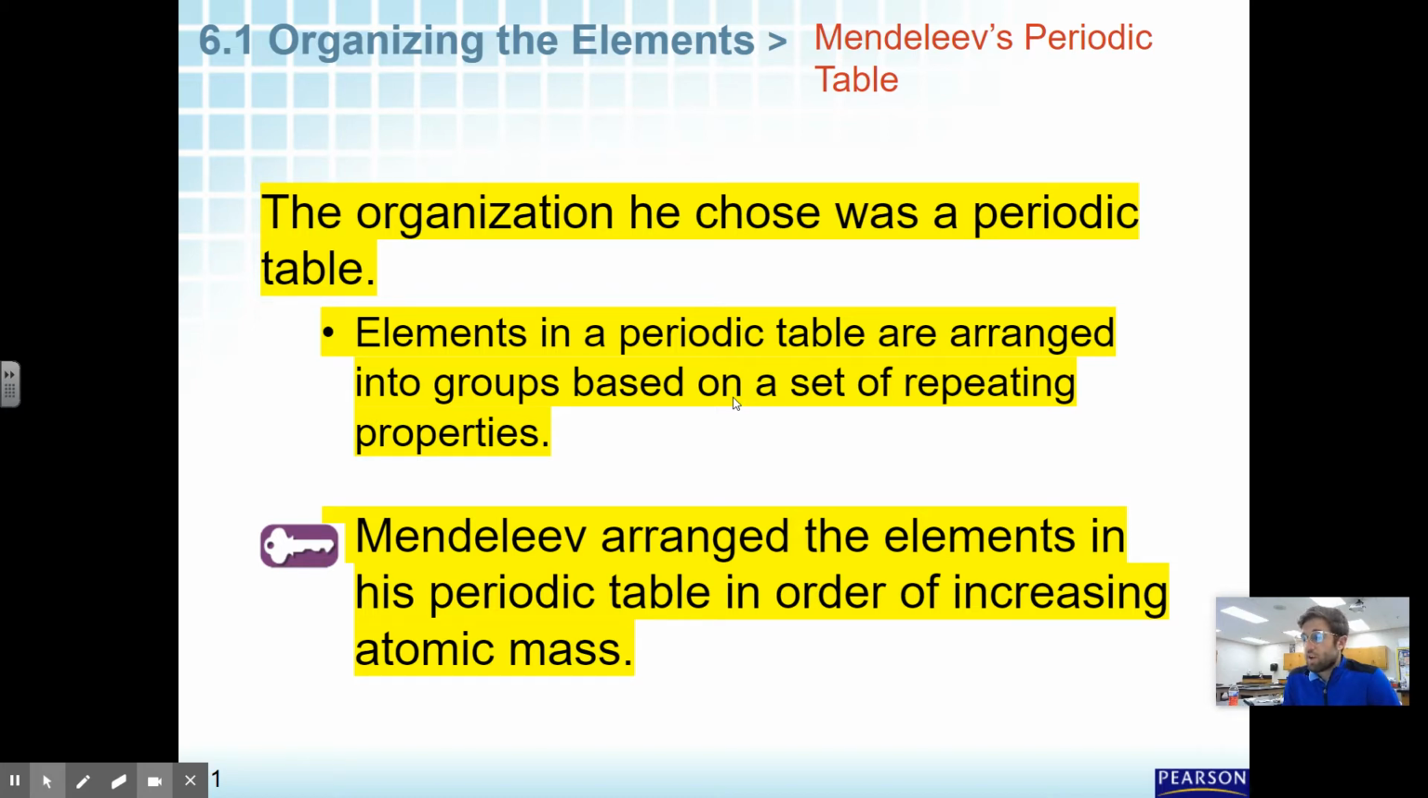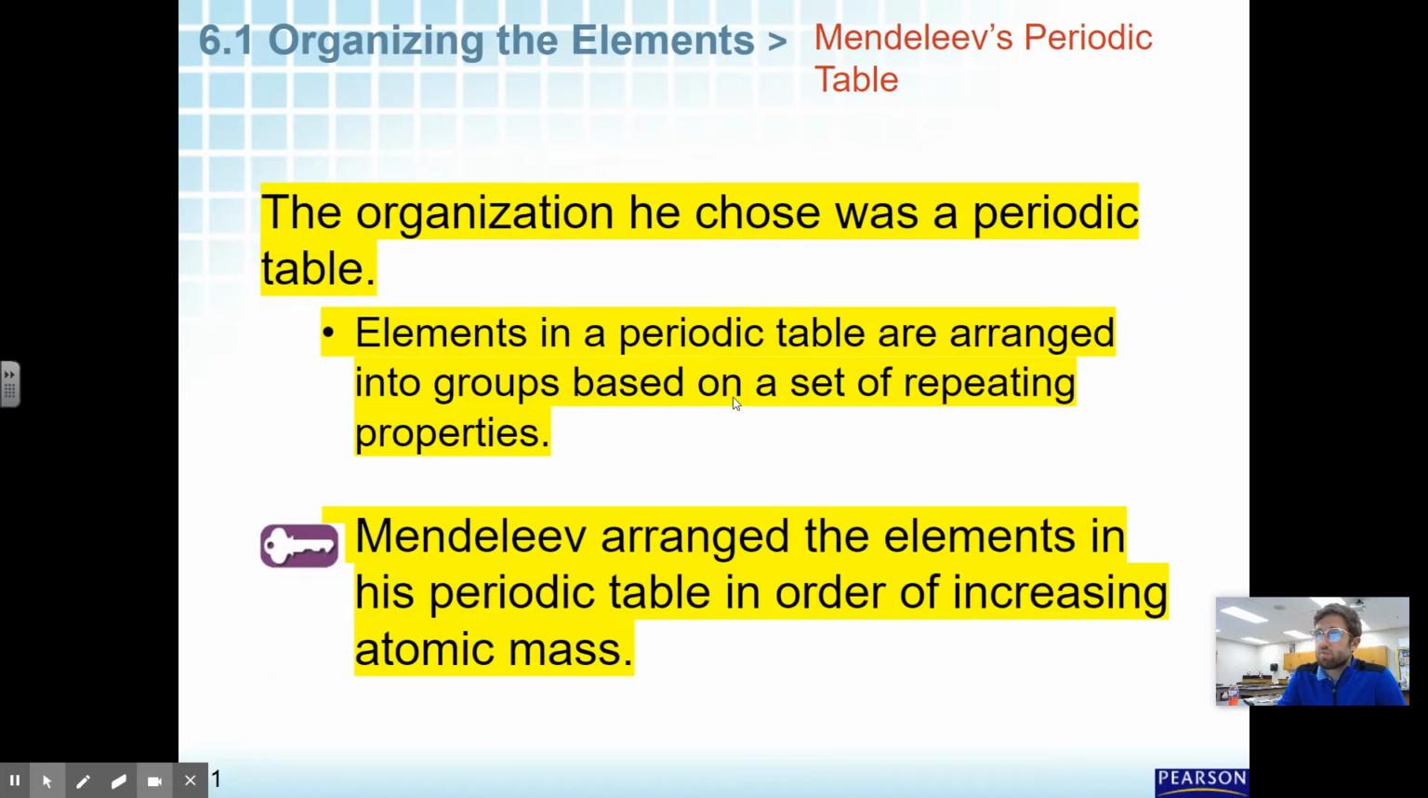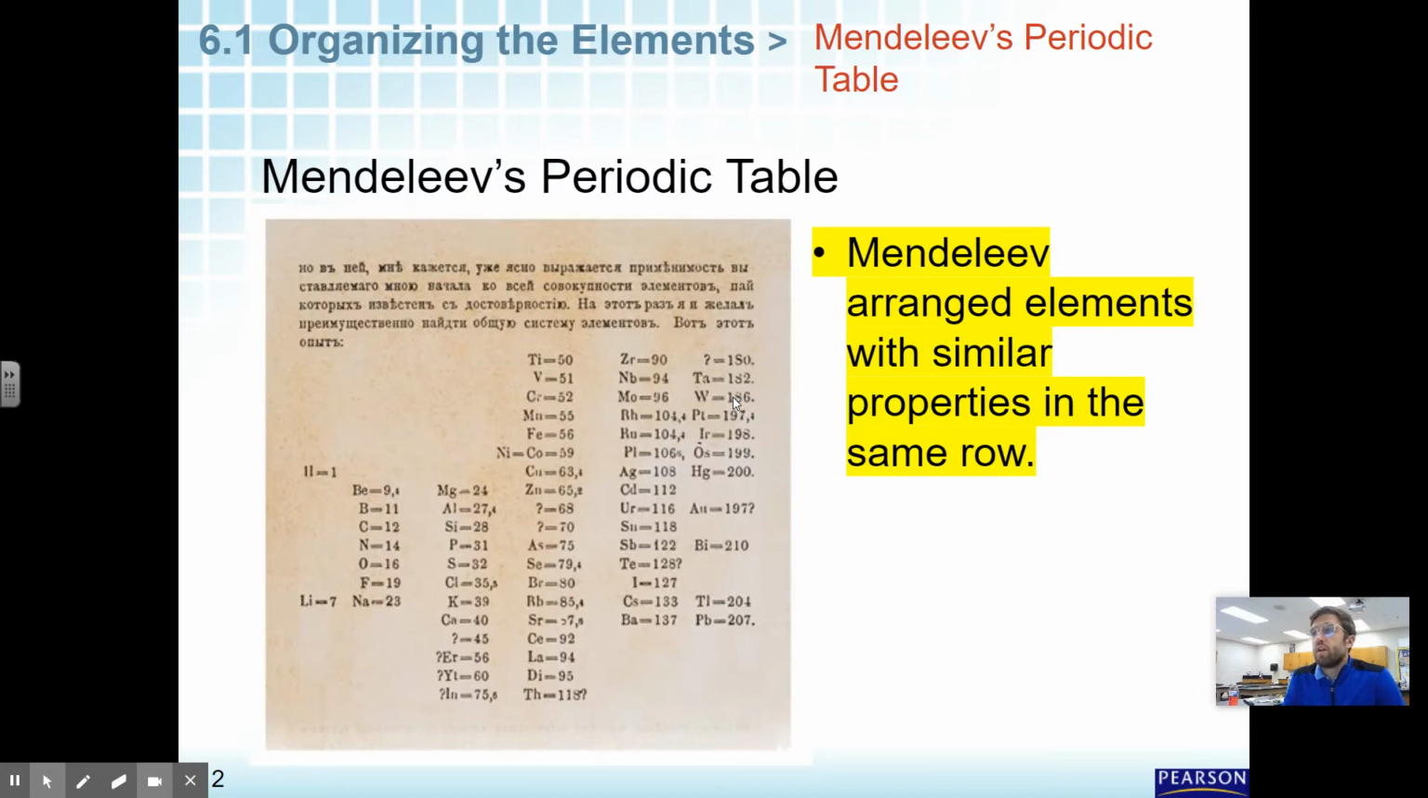Okay, that is how he chose to do it, which is slightly different than right now, but we'll get to that. So Mendeleev arranged elements with similar properties in the same row.